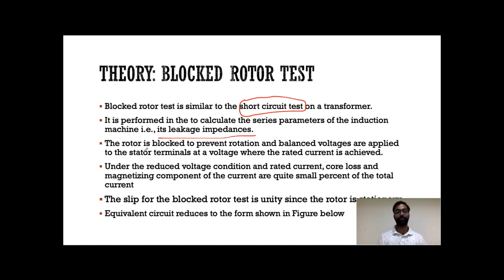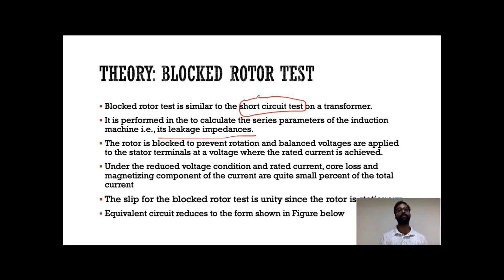The rotor is blocked to prevent the rotation, and balanced voltage is applied to the stator at the voltage where the rated current is achieved. Now, here is the important point. The rotor is blocked to prevent the rotation. While performing the no load test, we are making the rotor free to rotate. We are not applying any mechanical load to the rotor. But while performing the blocked rotor test, we will mechanically block the rotor with the help of the pulleys.